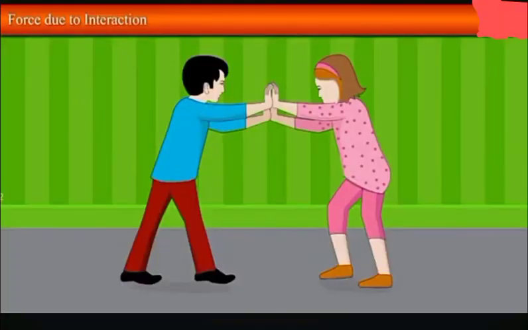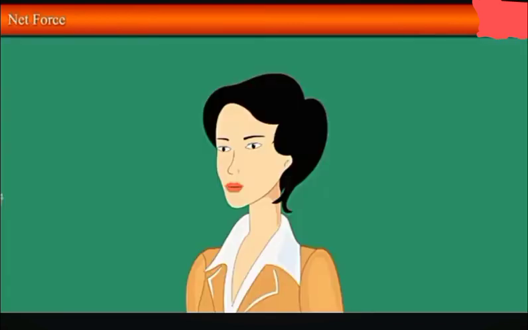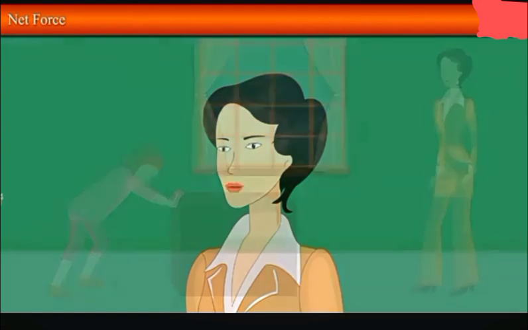What about when Ravi and I push each other while playing? When both of you push each other, then both of you apply force onto each other. When the man pulls the log, he also applies force. When force acts on an object, the effect on the object is due to the net force acting on it.